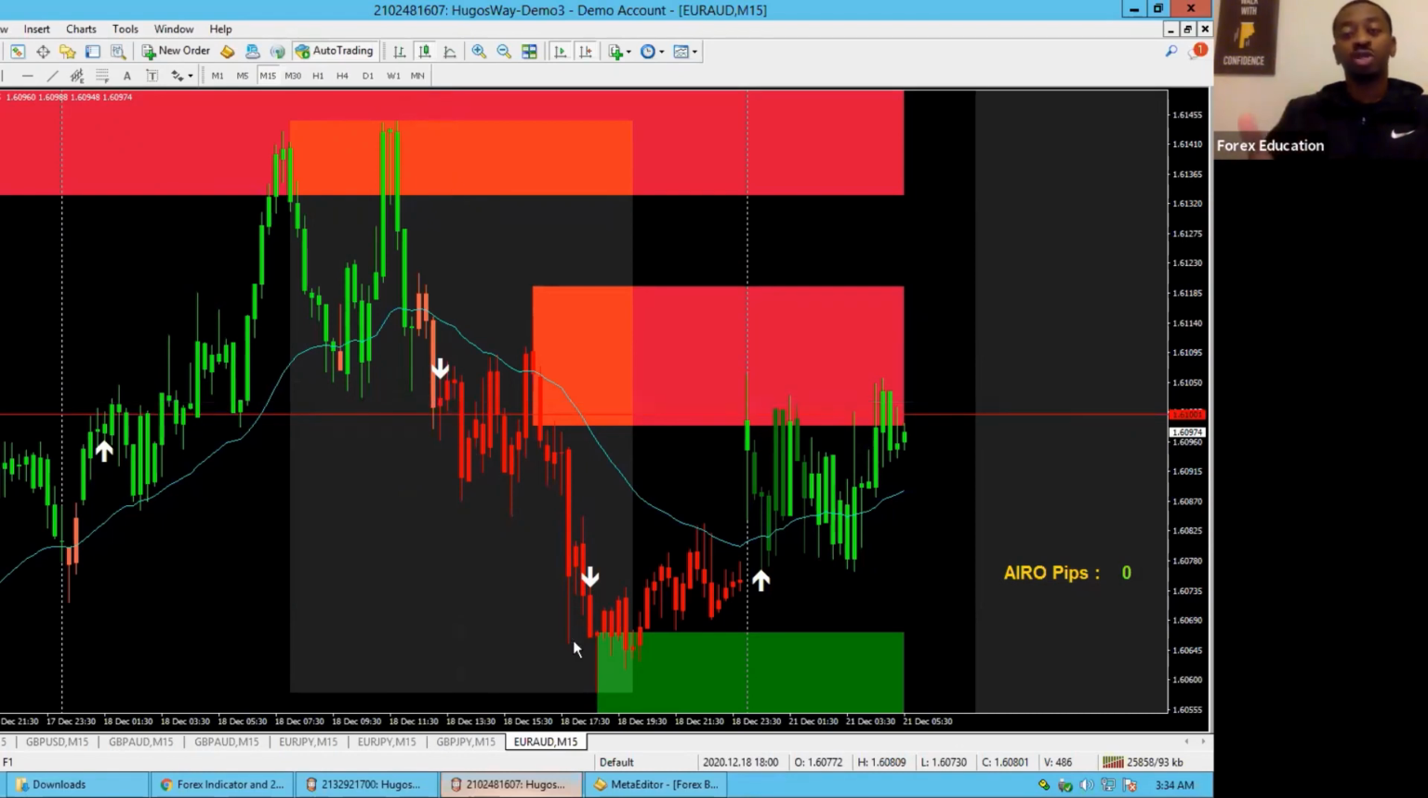We only want a 20 pip take profit and a 40 pip stop loss. Now, what does that mean? All right, let's go look at it. We would have put our trade right here where this yellow line is, on this candle right here.